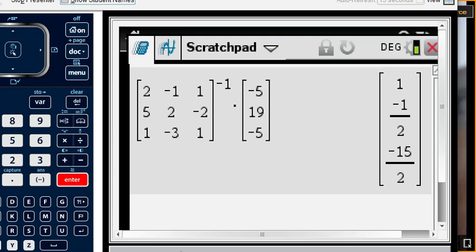So I end up, guys, with x equals 1, y equals negative 1/2, and z equals negative 15/2. How are we feeling about this?